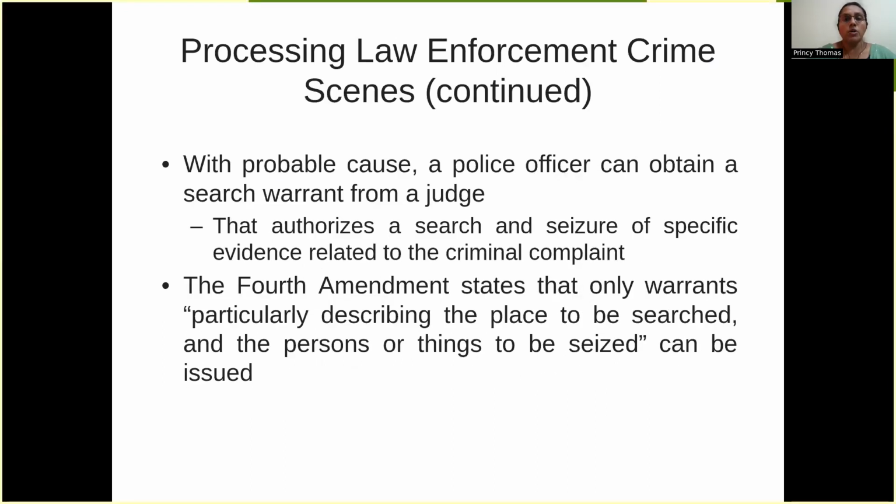Now with probable cause, the police can get a search warrant from a judge. The search warrant is the authorization for the law enforcement agency to collect the evidence. So they can go and search a particular premises or a particular organization and seize the evidence that they would like. Now in the US, the Fourth Amendment states that only warrants particularly describing the place to be searched and the person or things to be seized can be issued. So a warrant cannot be general. It has to be exactly the place, the person, or the things that can be searched and seized.